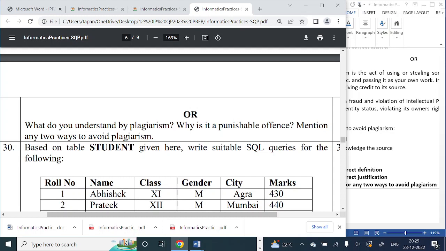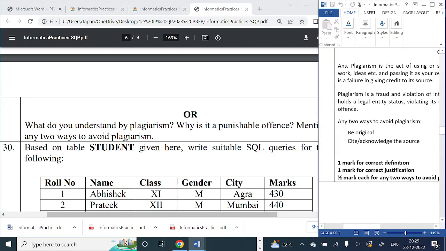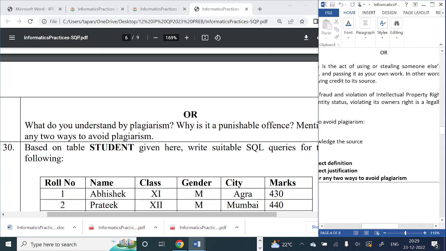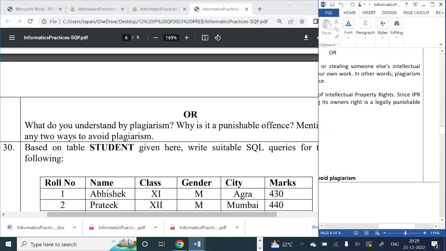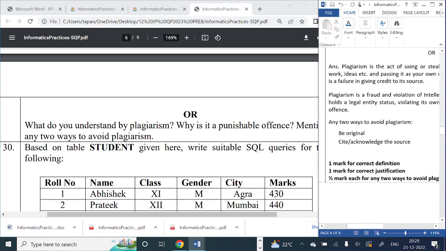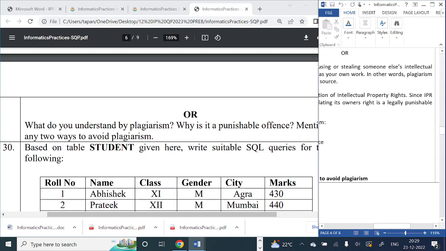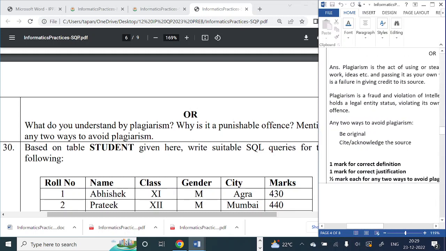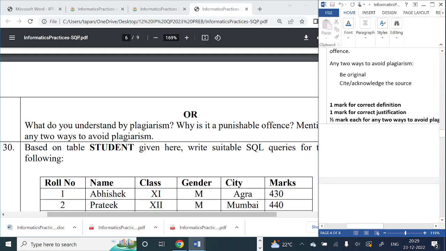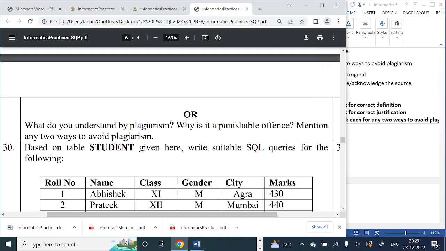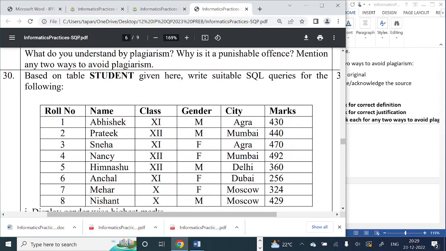So here you will see, plagiarism is a fraud and violation of intellectual property rights. Since IPR holds a legal entity status, violating its owner's right is a legally punishable offense. Any two ways to avoid plagiarism? Be original. You create your own original work. Don't take it from anybody else. Cite, acknowledge the source. You should mention from where you have copied, and acknowledge from where you have collected.